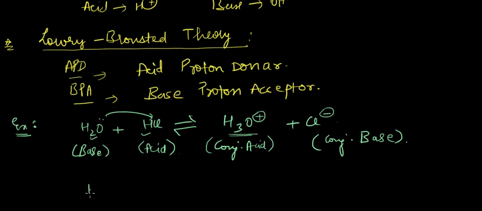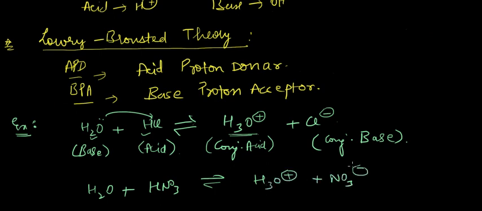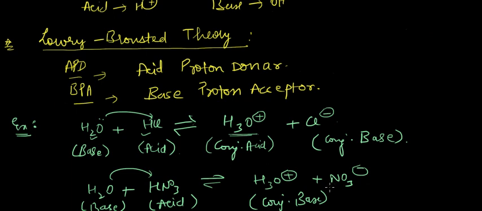Let's look into another example. We have H2O plus HNO3 gives H3O plus NO3 minus. So in this case H2O is base as it accepts proton. This is acid as it donates proton. This would be conjugate base because in the reverse reaction it will be accepting proton, and this would be conjugate acid as in the reverse reaction it would be donating H plus to become HNO3.